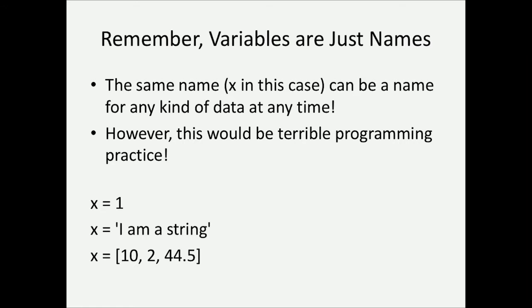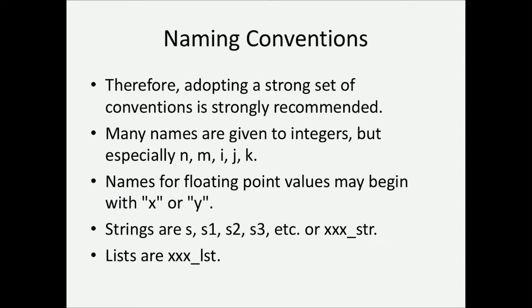So you can go ahead and use a variable name to mean anything at any time. It will never stop you. But I have to point out it would be terrible, terrible programming practice. So this is what you should never do, right? And in fact, it is such an issue trying to figure out what a variable does in a Python program that I'm going to recommend naming conventions. So once again, adopting a strong set of naming conventions is strongly recommended. Because you look at a Python program, it says x, well, what is it doing? It could mean anything at any time. It could mean any kind of data. So I suggest you use these naming conventions.